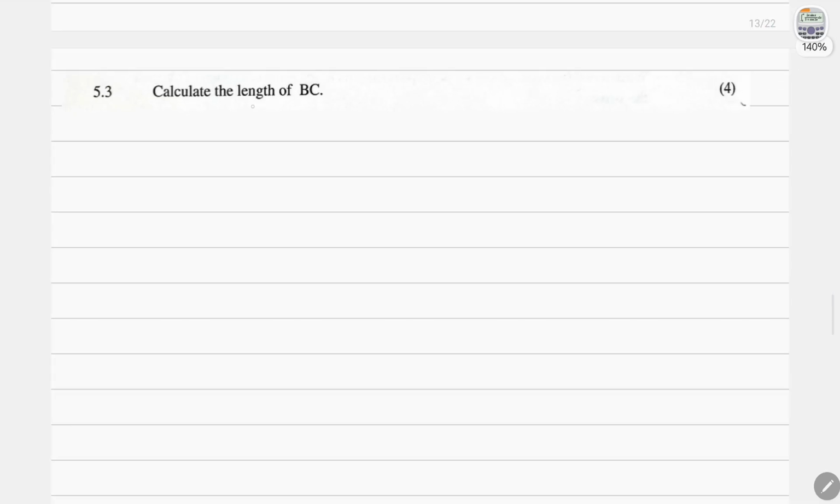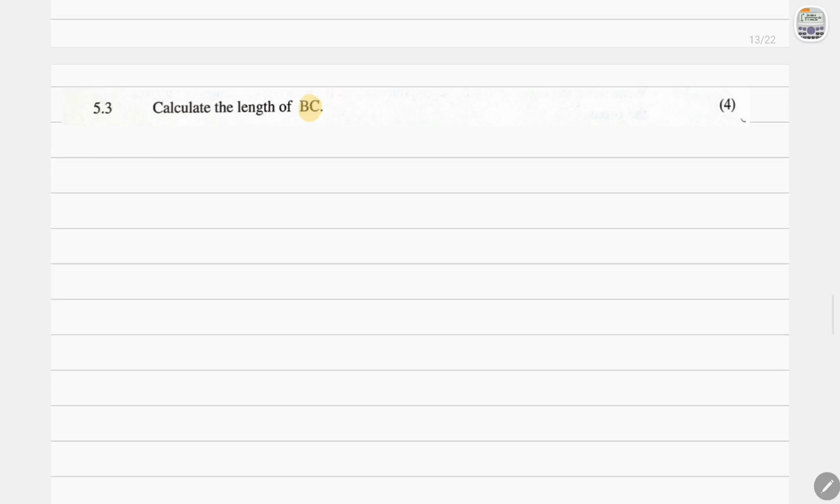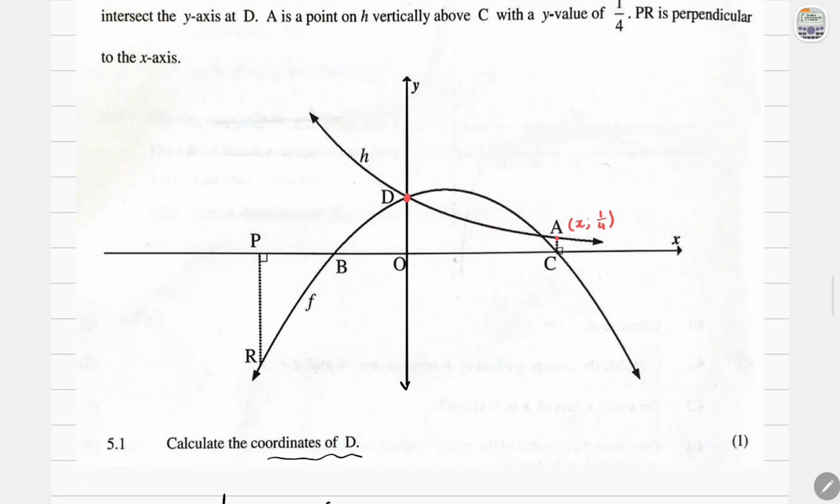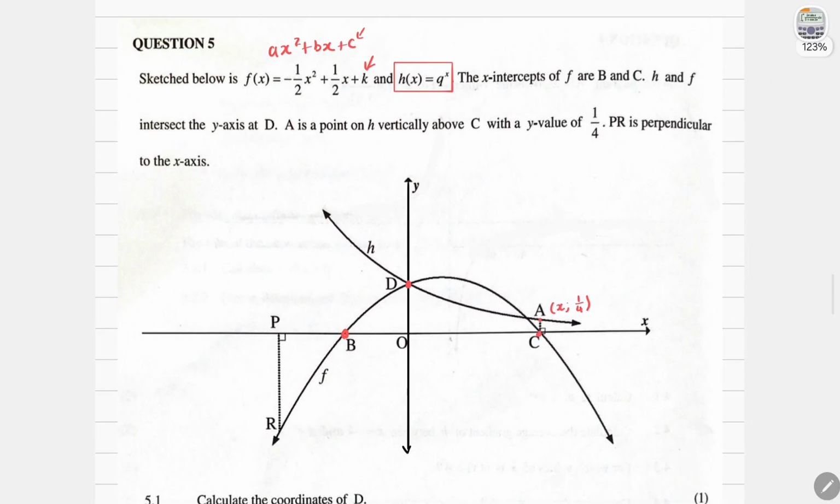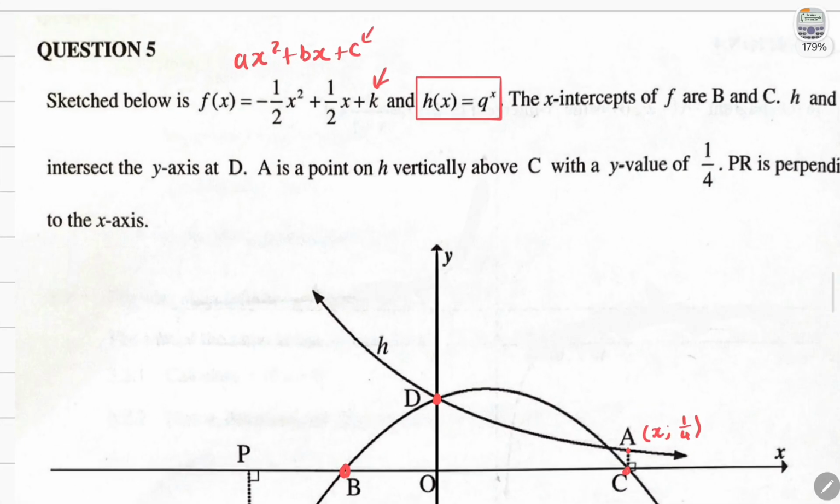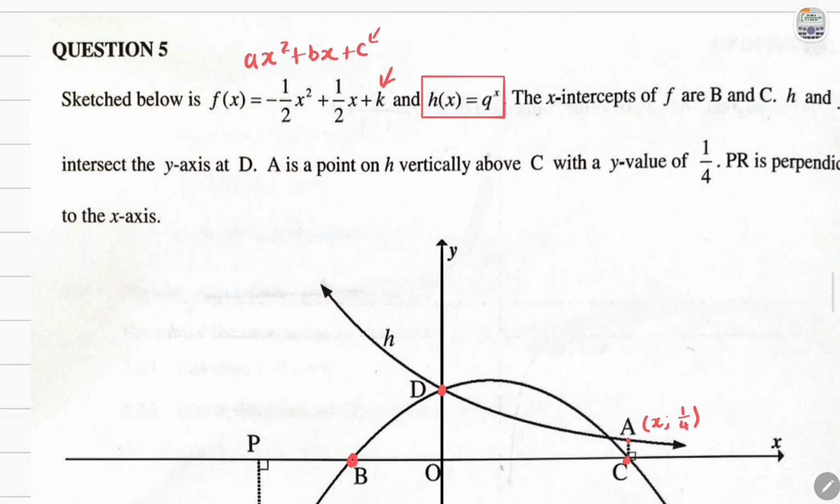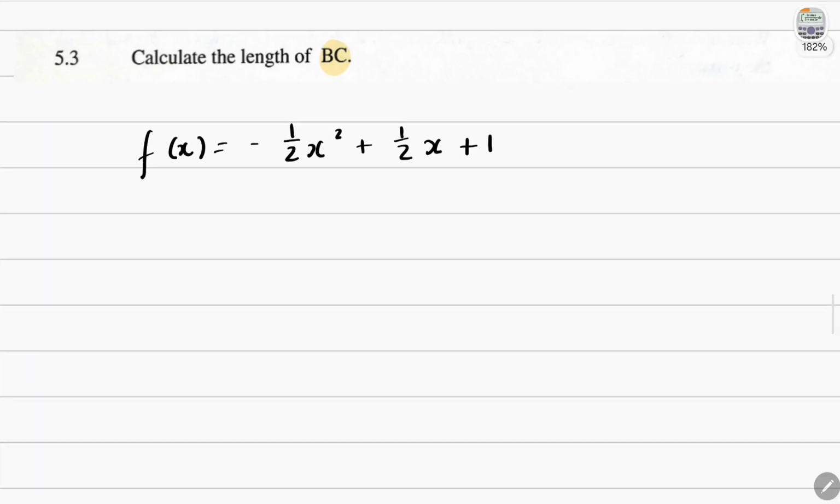Question 5.3 says, calculate the length of BC. So what is the length of BC? B and C are x-intercepts of the graph of f, so we would just have to find the x-intercepts of this graph. Let's ensure that we fill in k as 1. So this is the graph of f, and to find the x-intercepts, we simply make y equal to 0. So we'll say 0 is equal to negative a half x squared plus a half x plus 1.